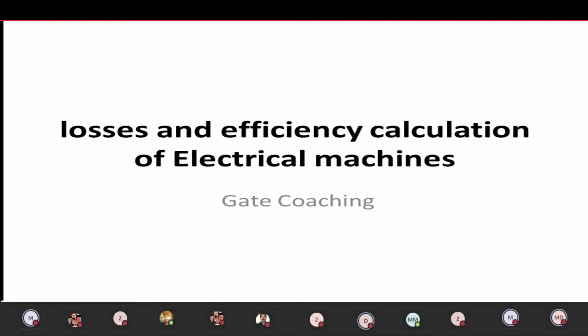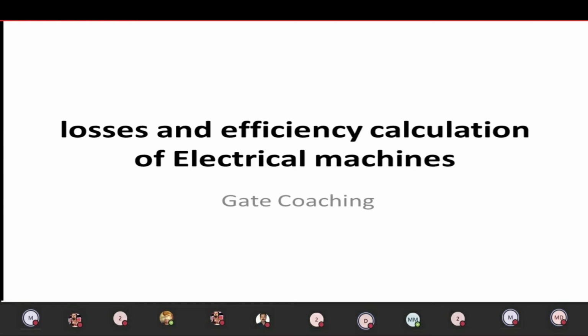Then eddy current loss. How can we reduce the eddy current loss? We use laminated sheets. Every sheet is laminated, that is, there is some insulation between the two sheets to avoid the eddy current losses. In this also we can reduce the losses, but we cannot eliminate the losses.